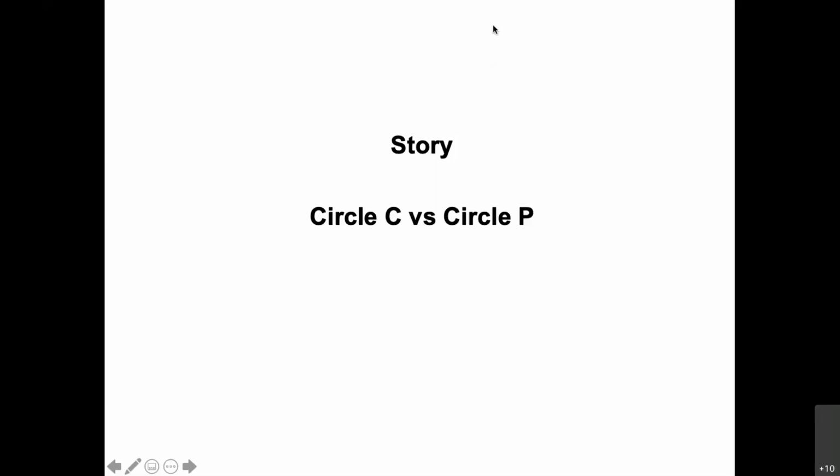Okay, well, let's talk about the C circle versus the P circle just for a quick second. And it's a story that I have. I used to own a record label called Play Records, and I produced 13 albums for that record label.